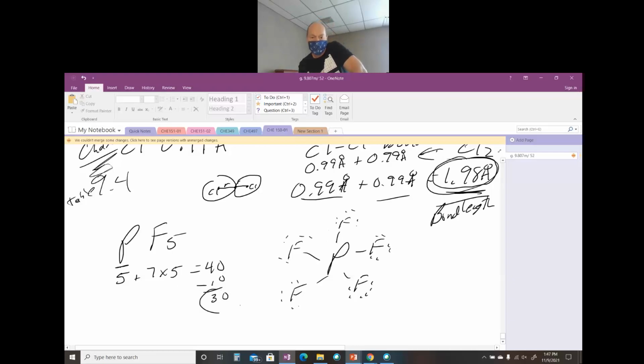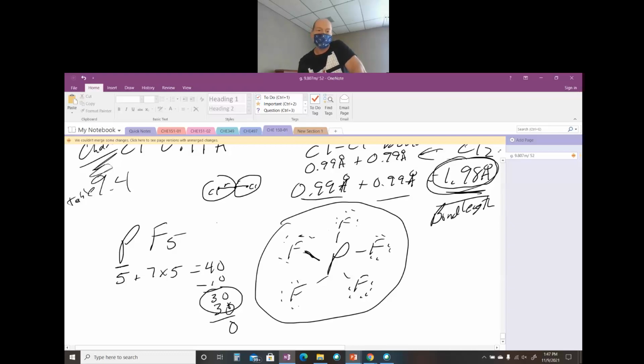You have 30 after you're going to put an octet around each of these fluorines. So each fluorine has to have 6 electrons because it has the bond for 2, and then it needs 6 more electrons. And so 6 times 5 is exactly 30. And so that's the exact number that we needed for everything to have an octet. So once you have that, this is your Lewis structure.